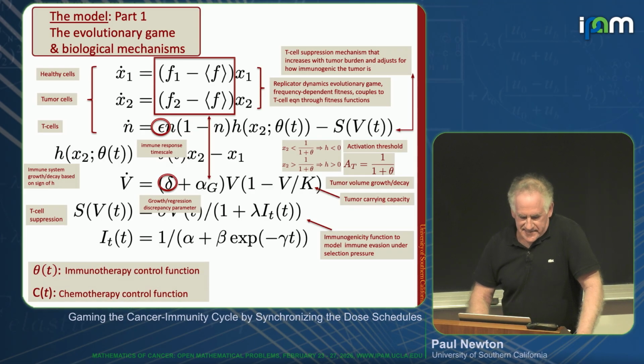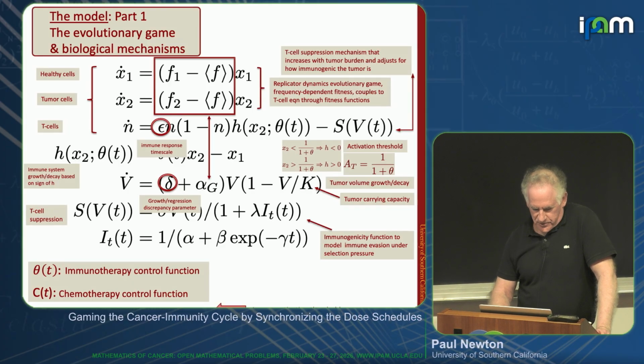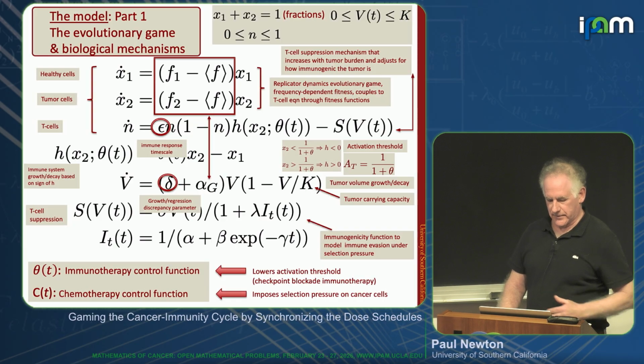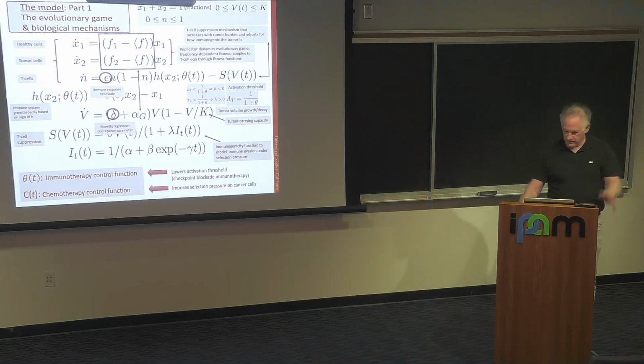All right. So as I said, theta of t is our immunotherapy control function. C of t is going to be our chemotherapy control function. As I said, it lowers the activation threshold, so that would be like checkpoint blockade immunotherapy. And C of t imposes selection pressure directly on the cancer cells. And then, as a standard, the healthy plus cancer cell population is 1, so it's frequency. And the volume is between 0 and k, and we've normalized things, so n is between 0 and 1. All right? So that's the basic framework of the model.